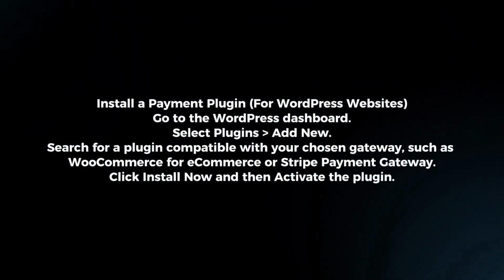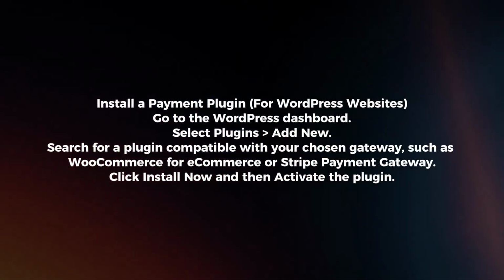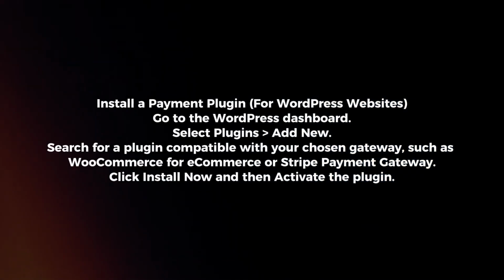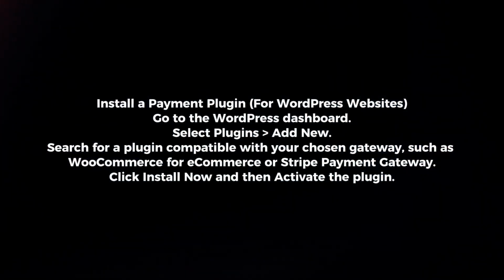Install a payment plugin. Go to the WordPress dashboard. Select Plugins, Add New. Search for a plugin compatible with your chosen gateway, such as WooCommerce for e-commerce or Stripe Payment Gateway. Click Install Now and then activate the plugin.